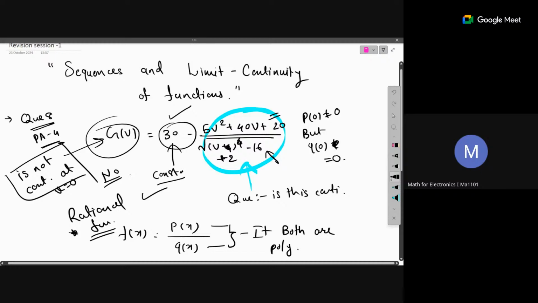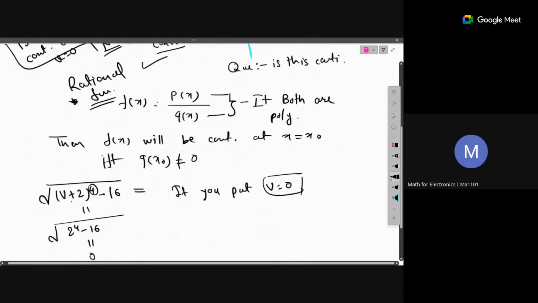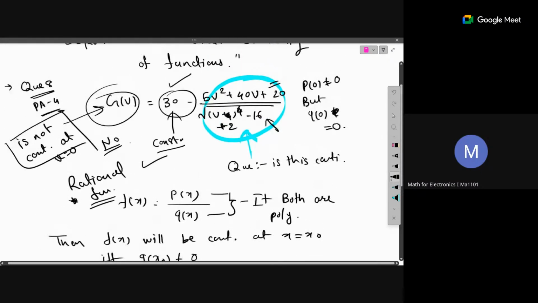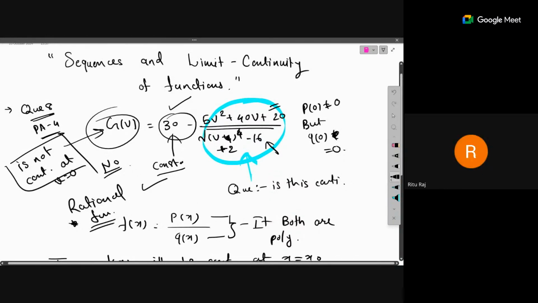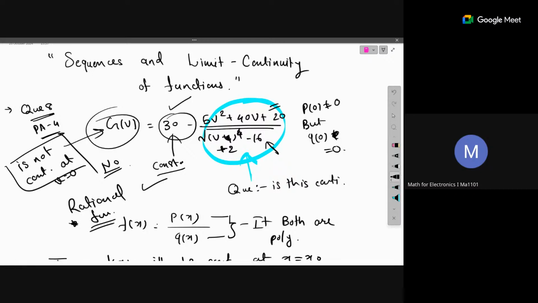Okay, so here you have to use that particular method. Is that fine? Yes, ma'am. You got the approach, right? Whenever we have a rational function, how do we do it? We just look for a point which makes our denominator equal to 0. And here that point is v equals 0.